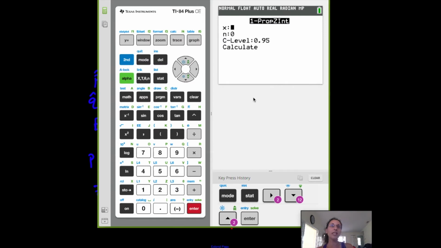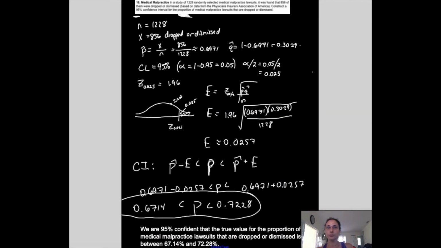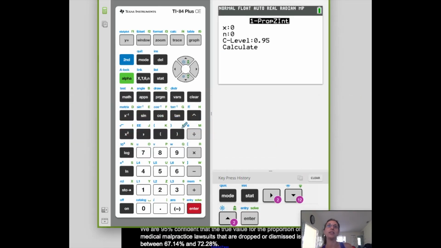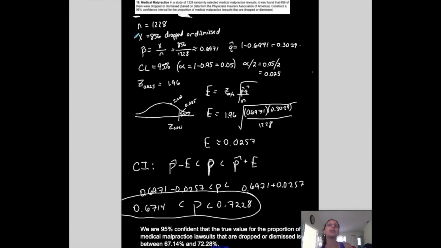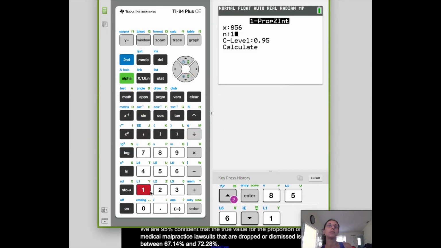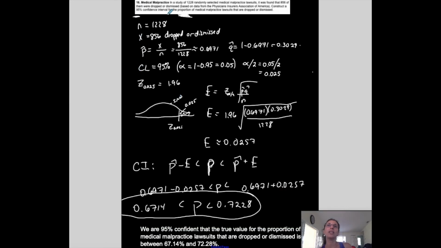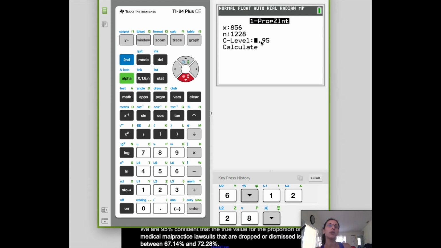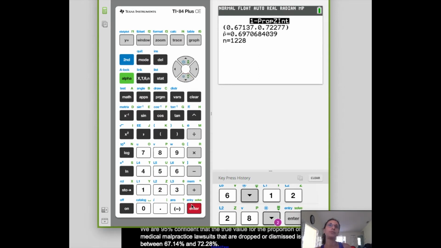Enter. It directly asks you for everything, right? What is x? Well, let's go back to our problem. What was x? X was 856. What was n? That's from our problem. We defined all this stuff: 1228. What was your C level, your confidence level? Well, they told us we wanted a 95% confidence level. Your C level that you put here is always the decimal version of your percentage, so 95% confidence level is 0.95. Down to calculate. Enter. Boom.